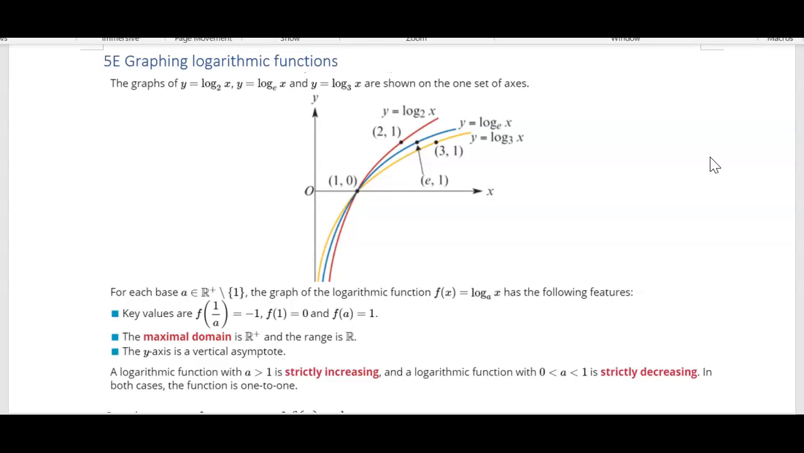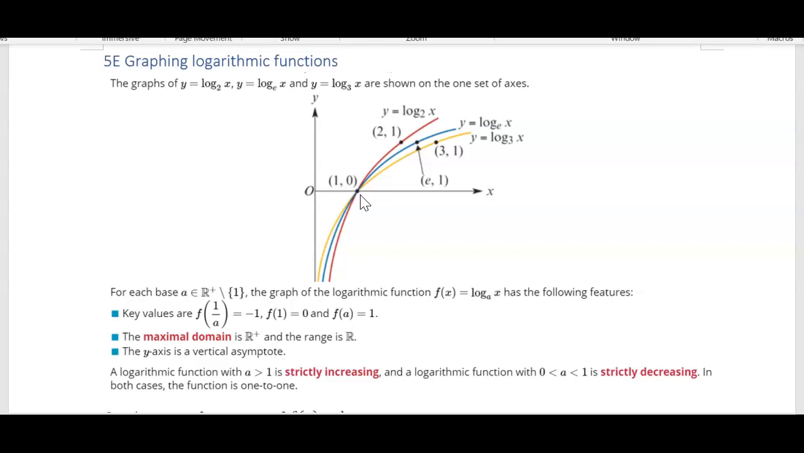What we have on the screen at the moment are three different types of log graphs, just different bases. So we've got log base 2, log base e, and log base 3. And you can see they do have common features. They all have an asymptote along the y-axis.